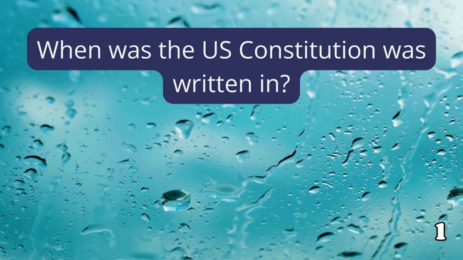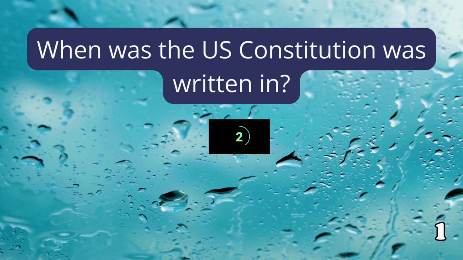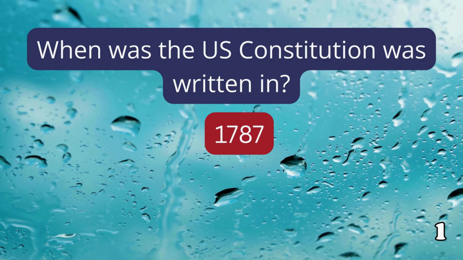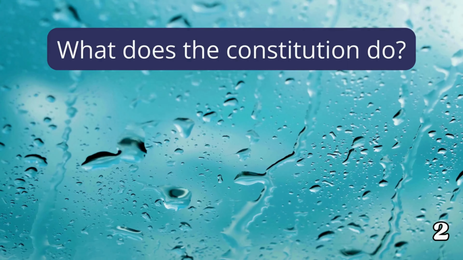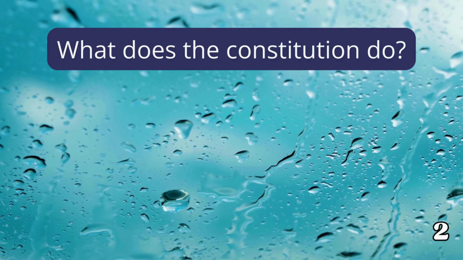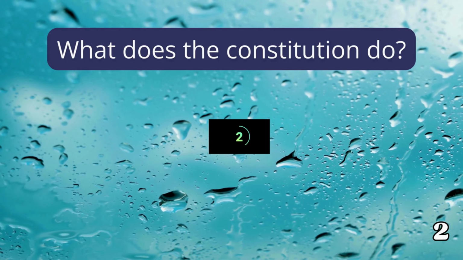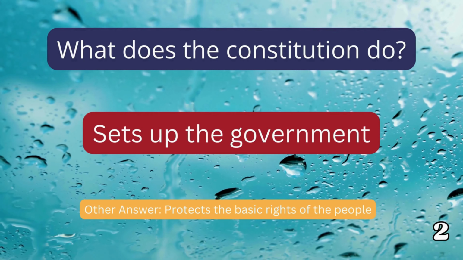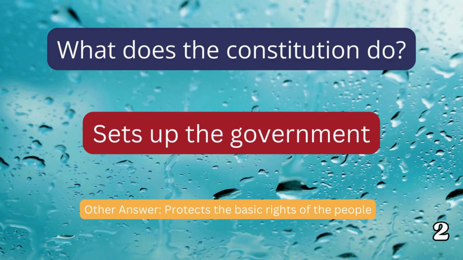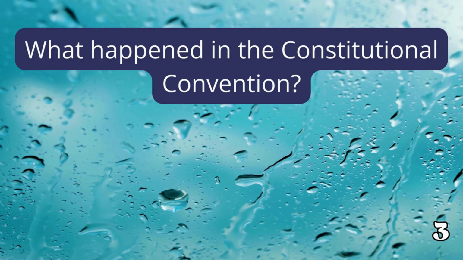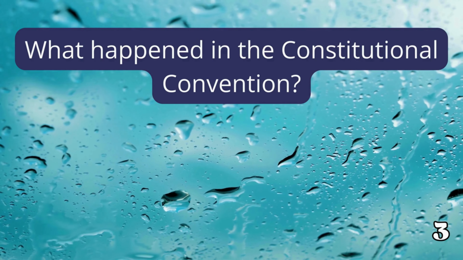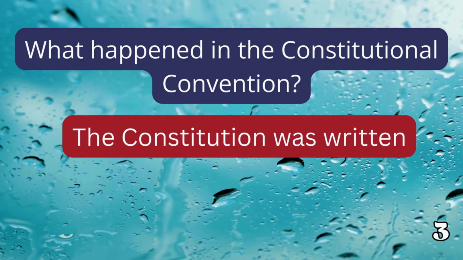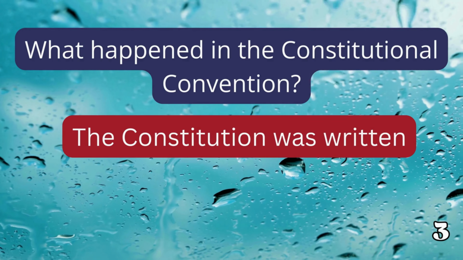When was the U.S. Constitution written? 1787. What does the Constitution do? Sets up the government. What happened in the Constitutional Convention? The Constitution was written.